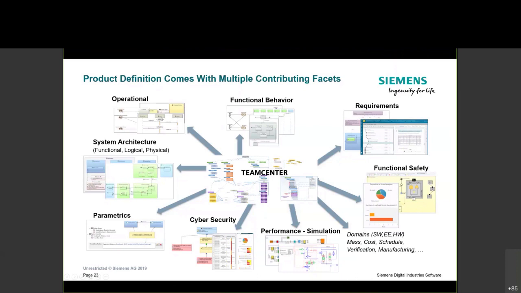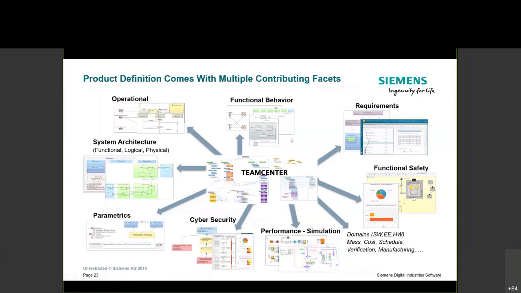And then operational, think about use cases. Functional behavior, think about state machines, sequence diagrams, etc. So do you specify the behavior of your functional interactions? Requirements you mentioned already. And then a few other aspects, you need to extend the concern. You have a matter of figuring out the functional safety aspects. So we talk about functional safety integrated to it. Cyber security as well, which is an emerging concern as well. And it comes together in this information model, right?